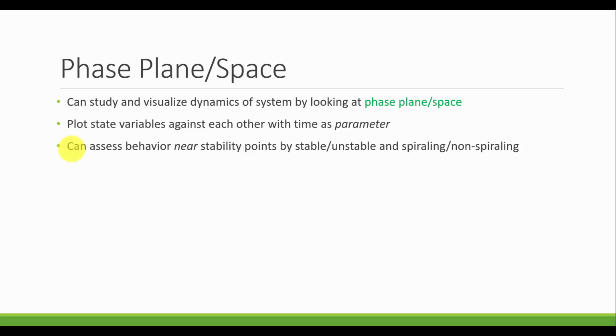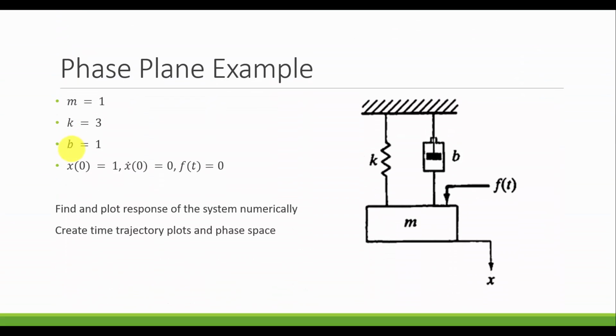Now, let's apply this to a system that we're familiar with. We've seen it dozens of times before, just a simple spring mass damper system. And we'll keep it unitless for now, so it's very generic. So we'll have a mass of 1 unit, a spring constant of 3 units, a damping coefficient of 1 unit.